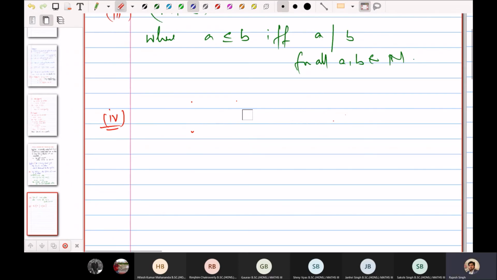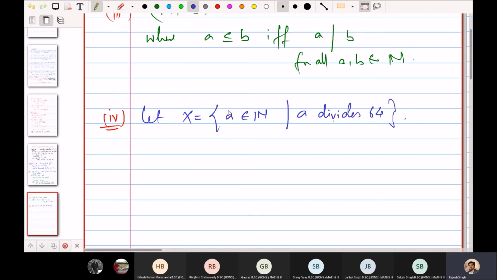A क्या सेट था हमारा? बताओ. A is a collection of all those numbers that divide 64. क्या होगा A? तो X क्या था हमारा? बताओ. Let X equal to A belonging to N such that A divides 64. What is this set?